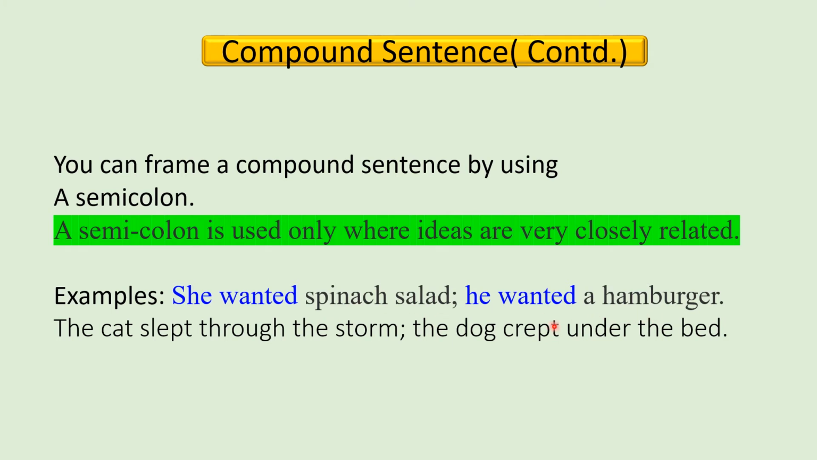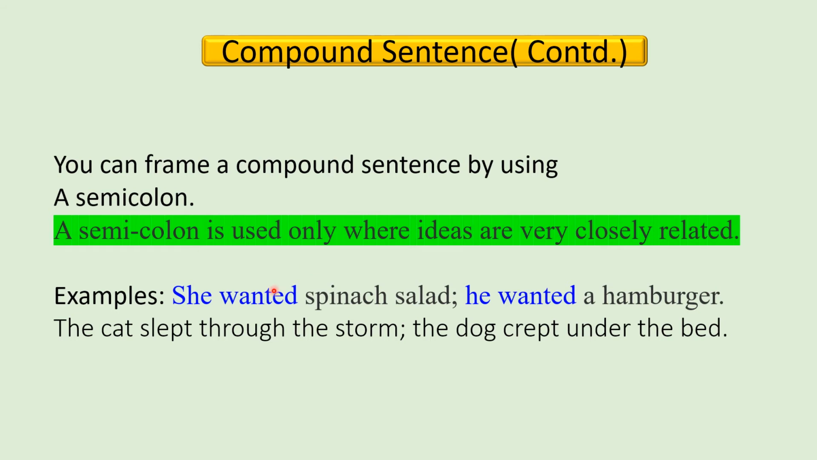Eating preferences. Next one. The cat slept through the storm; the dog crept under the bed. So which is the closely related idea? That is how they both managed the storm. What did the cat do? She slept through the storm. What did the dog do? Crept under the bed. So the idea of managing the storm. Once again, a semicolon is used where ideas are very closely related.